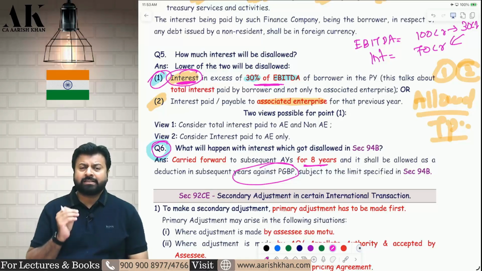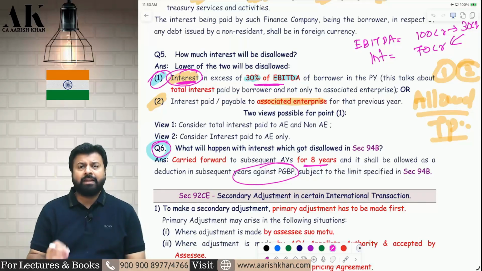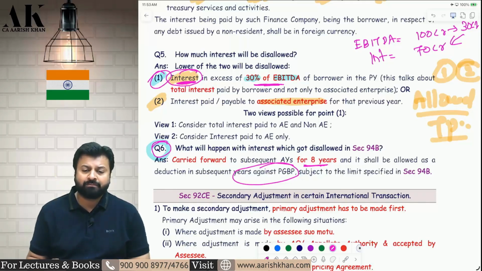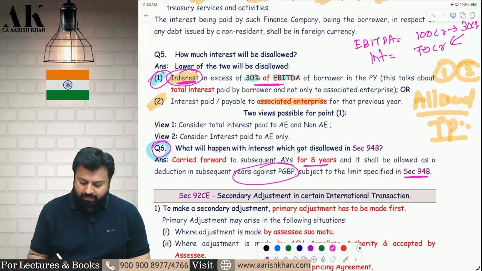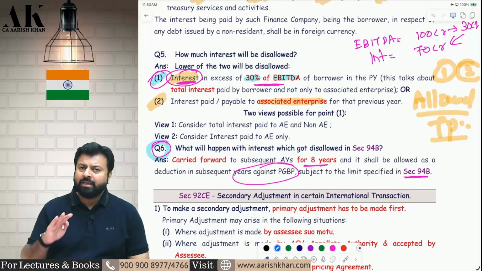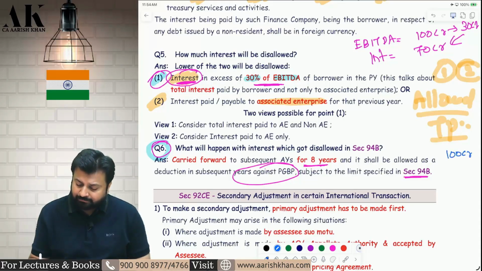against any PGBP income. So whatever interest is disallowed under 94B can be carried forward and set off against any PGBP income. Yes, any PGBP income you can set off, but subject to the limits mentioned in 94B. So how to determine the limits mentioned in 94B? You have to take within the limits of 94B next year. Suppose next year the EBITDA is 100 crore. So up to 30% will be allowed to you. Therefore, next year total 30 crore interest you can claim.